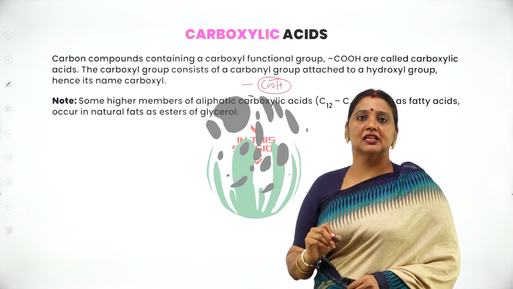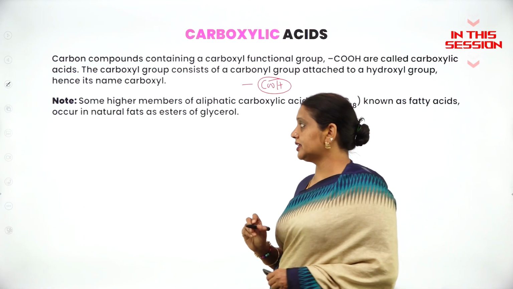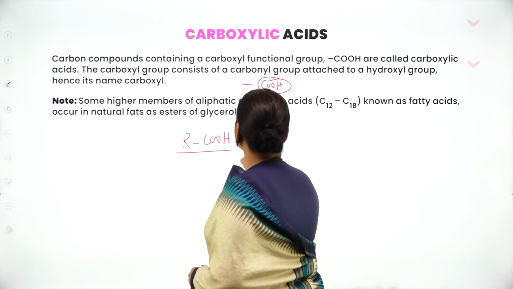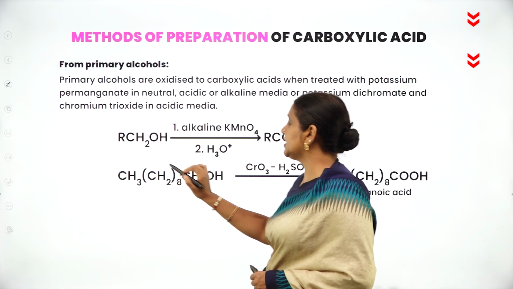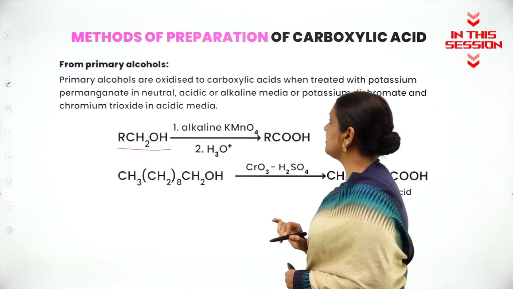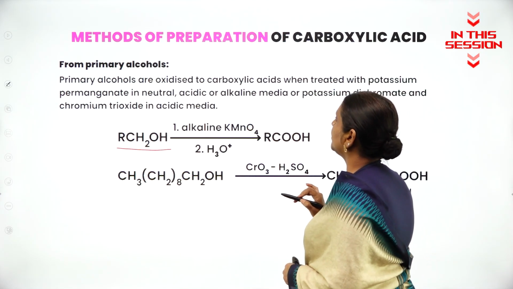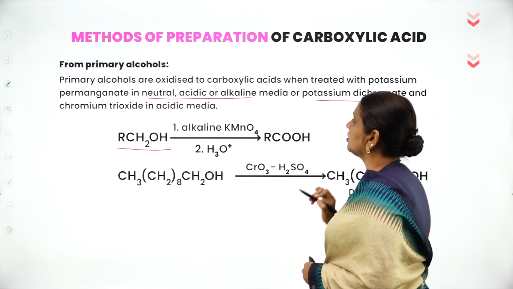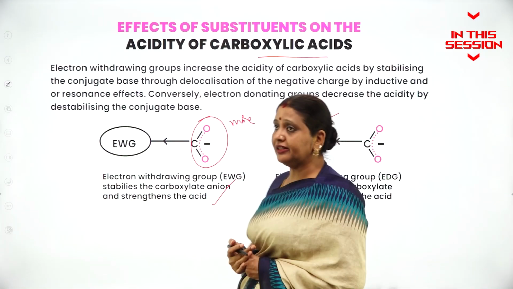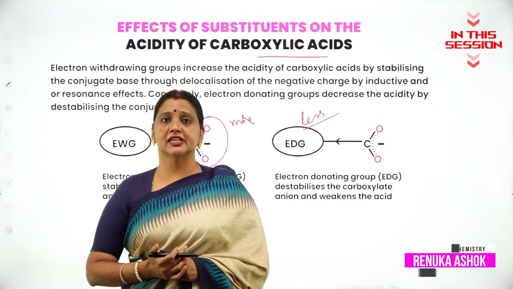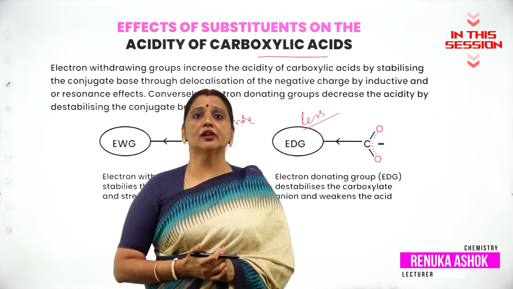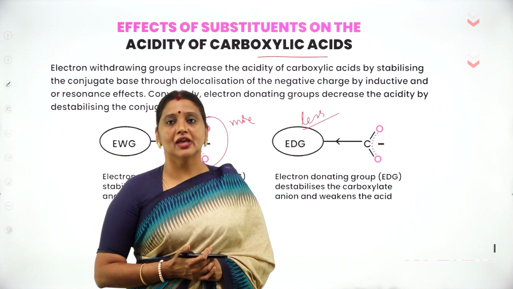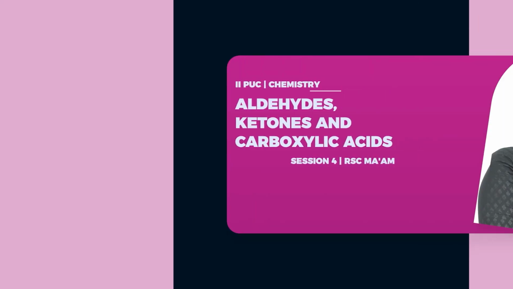Organic compounds which contain the functional group COOH are called carboxylic acids. The general formula of carboxylic acid is RCOOH. Carboxylic acid is prepared by the oxidation of primary alcohol in the presence of potassium permanganate in neutral, acidic or alkaline medium, or potassium dichromate or chromic trioxide. Carboxylic acids are more acidic when they are attached with an electron withdrawing group. When they are attached with an electron donating group, they are less acidic.